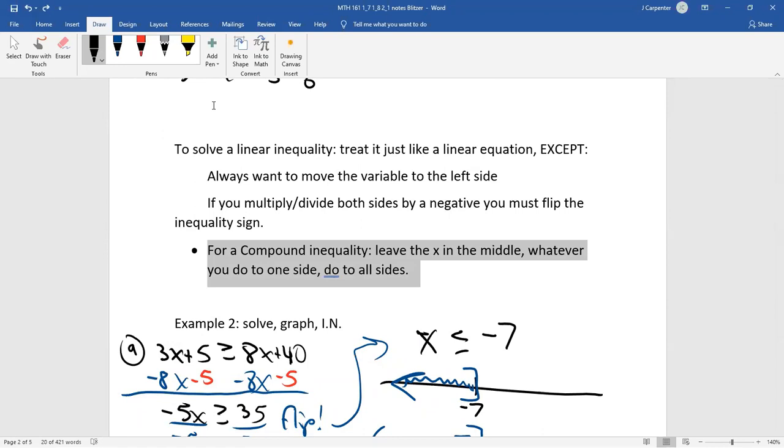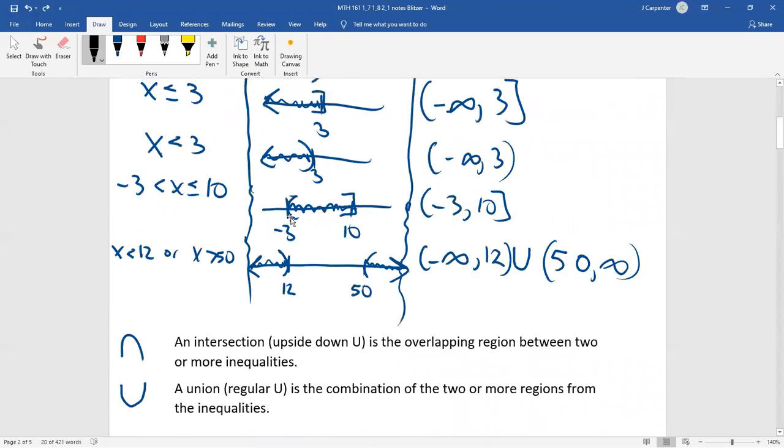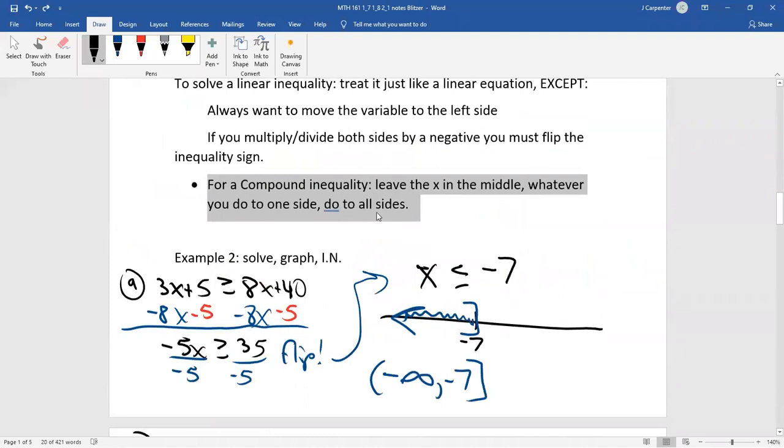And then something that'll be relevant when we get to later problems, not necessarily in these sets, but once we get to the absolute value stuff. When we get to compound inequalities, which is kind of like this one right here with the negative 3 and the 10, it's not just whatever you do to one side, you do to the other. It's whatever you do to one side, you do to all three sides.